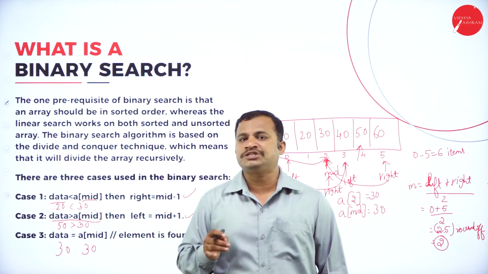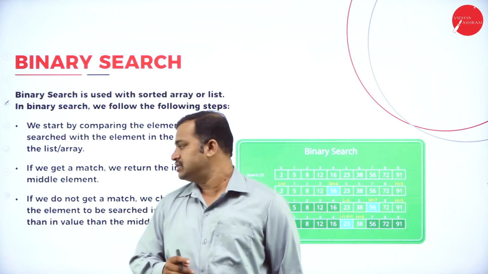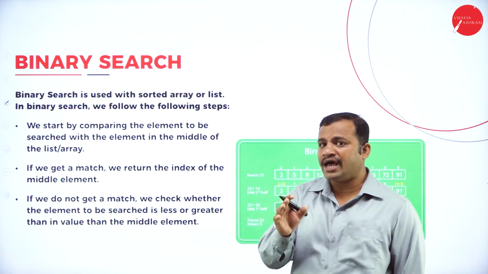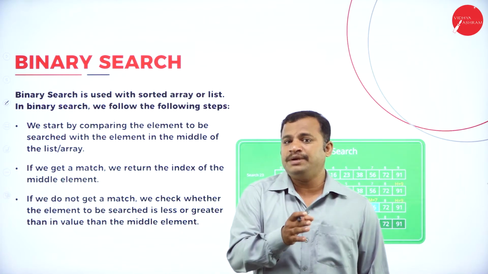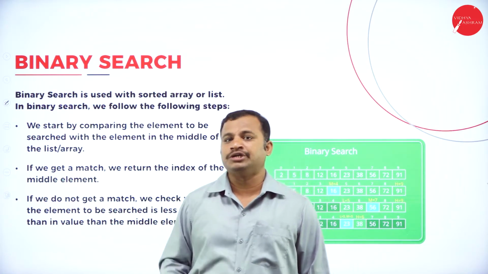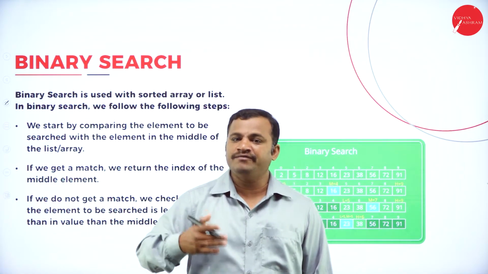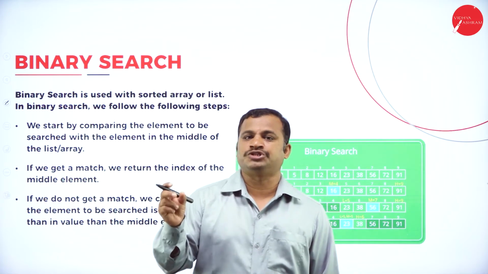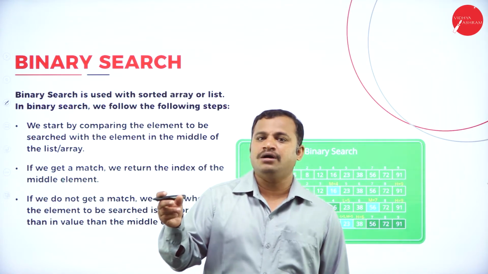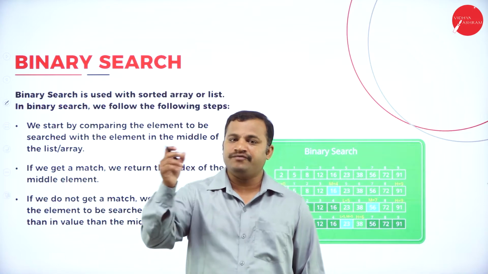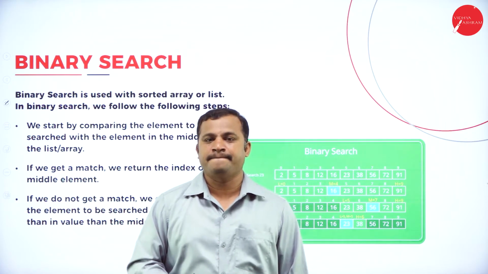If the element to be searched is greater than the middle element, then we shift the leftmost bit position to the mid plus 1 position. By doing these operations repetitively or recursively, we will find the element in the middle position. Then the element's position is returned to the user.